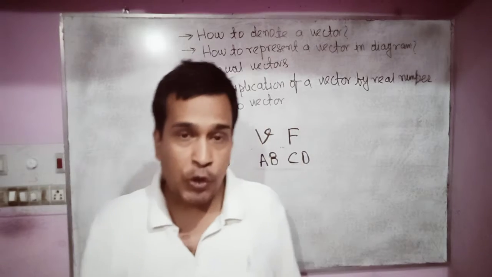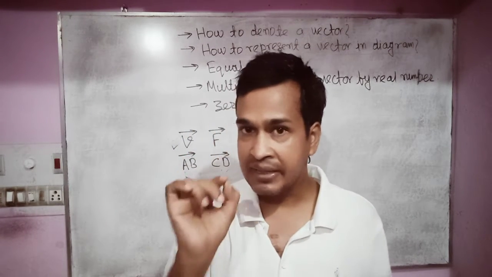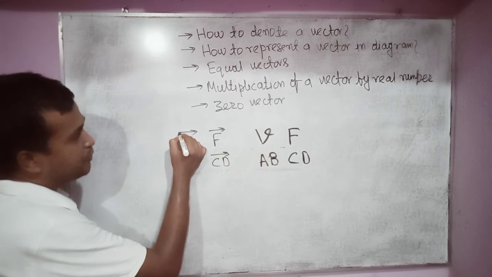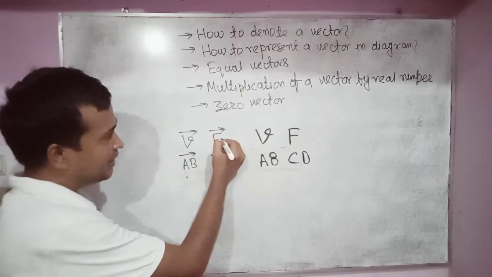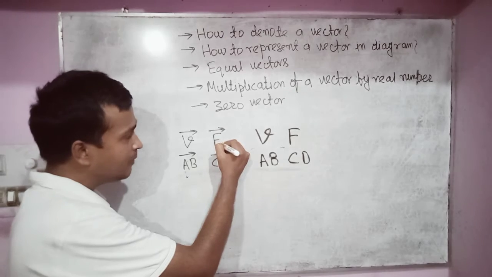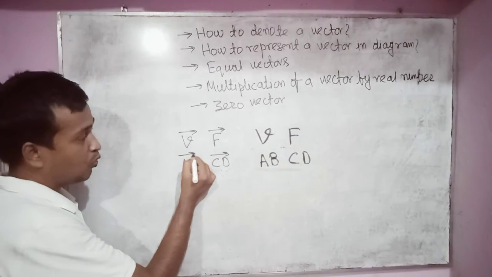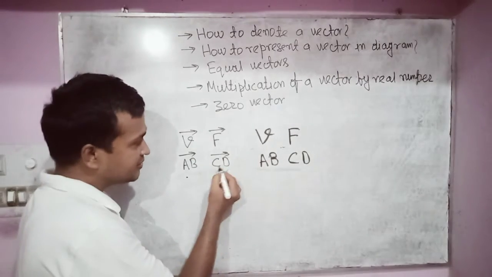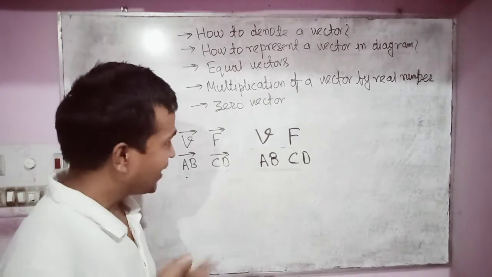Any vector is denoted by putting an arrow over the letters representing it. For example, V is a letter, and if you put an arrow over it, then it denotes a vector. F is a letter, and if you put an arrow over it, then it denotes a vector. AB are letters. If we put an arrow over them, then they denote a vector. CD are letters. If you put an arrow over them, then they denote a vector.